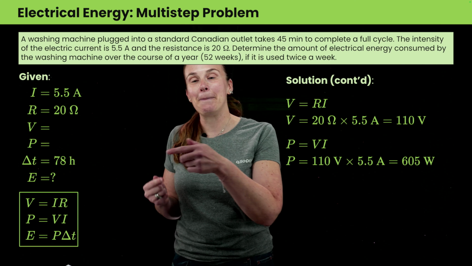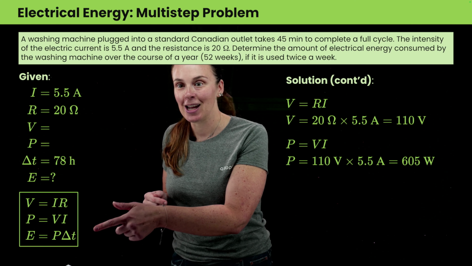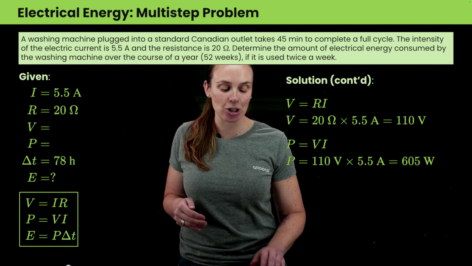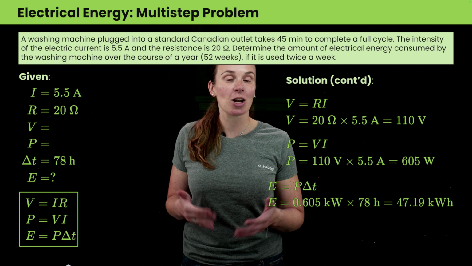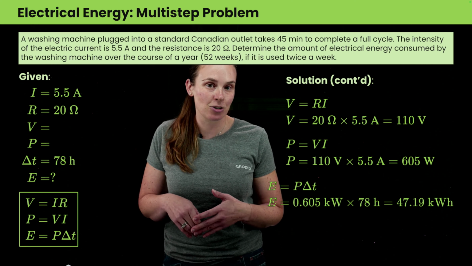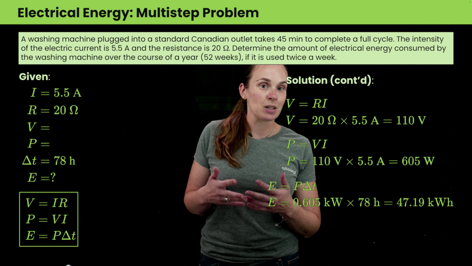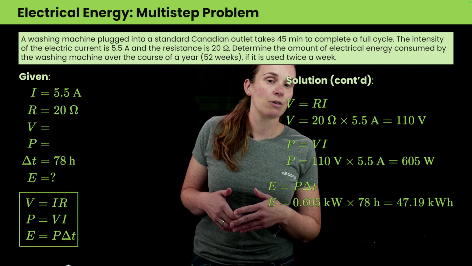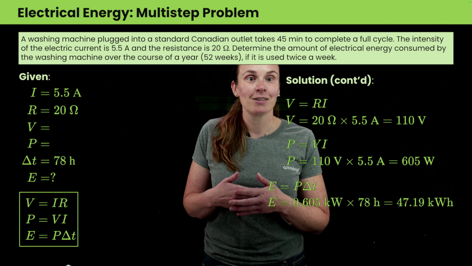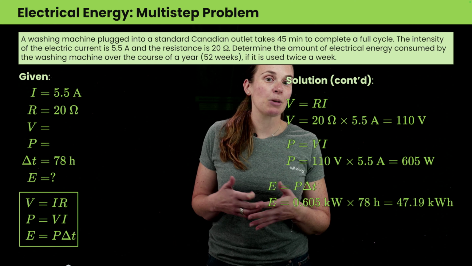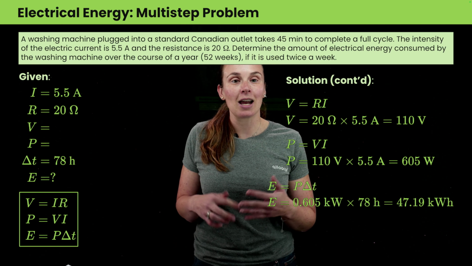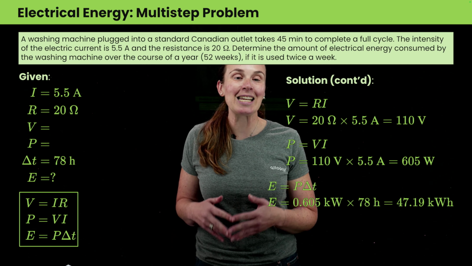So again, I can come back to my formula bank and notice that I have power and I have time. So I have enough information to find energy. So I'm going to plug it into my formula of energy is equal to power times change in time. So I get 605 watts, but I'm going to turn those watts into kilowatts. So I'm going to divide 605 watts by 1,000, and I'm going to get 0.605 kilowatts times 78 hours. And I'm going to get an answer of 47.19 kilowatt hours.